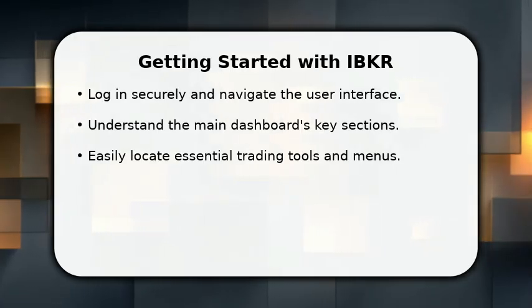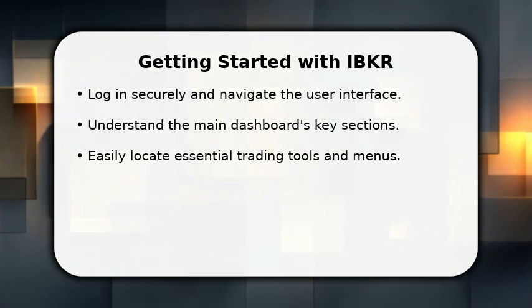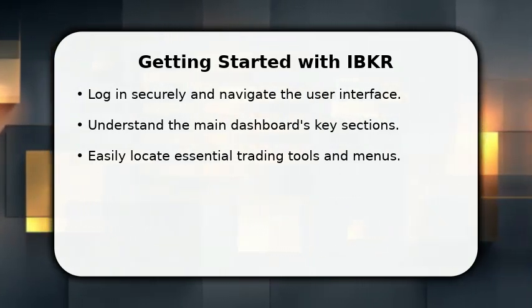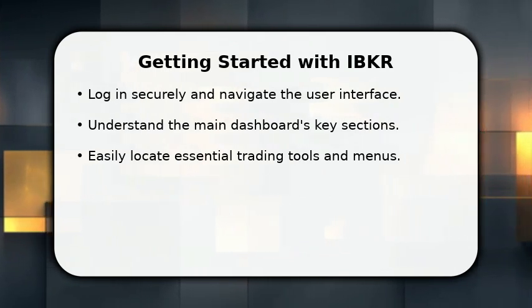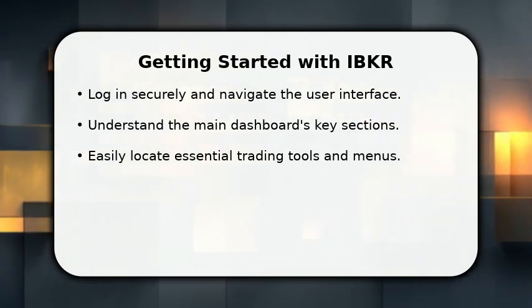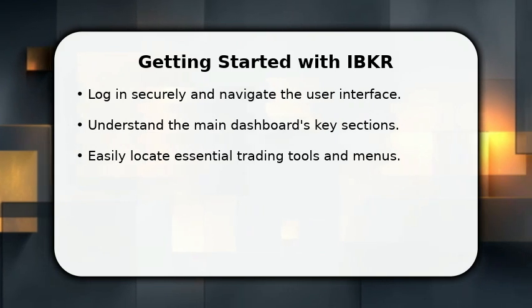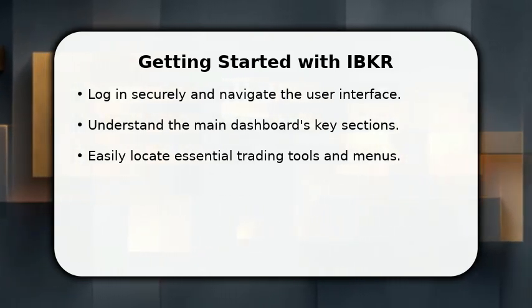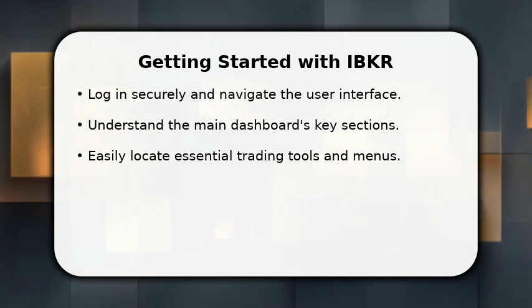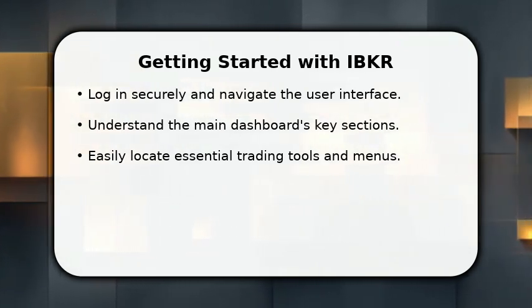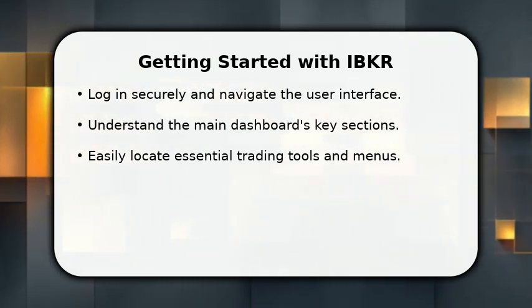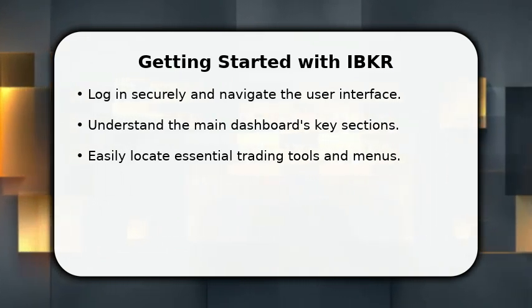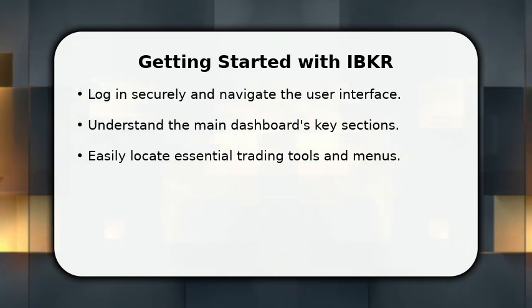In this video, I will explain how to use the Interactive Brokers trading platform. First, securely log into your account. Once logged in, familiarize yourself with the main dashboard. This central hub displays your account summary, market data, and quick access to various features. Take a moment to explore the navigation menus to find essential trading tools, account management options, and support resources. This initial step ensures you can efficiently move around the platform.